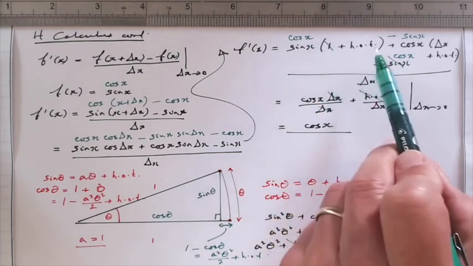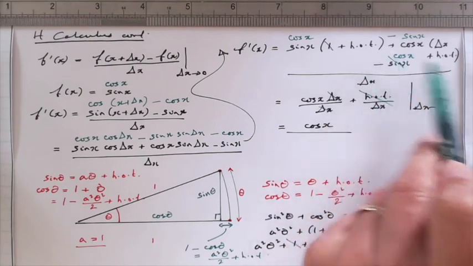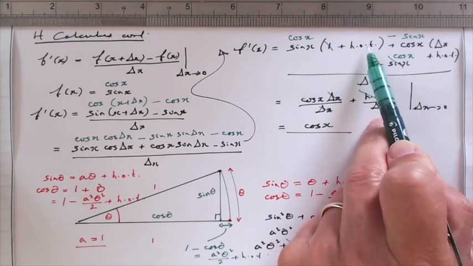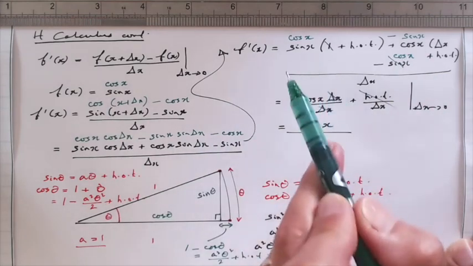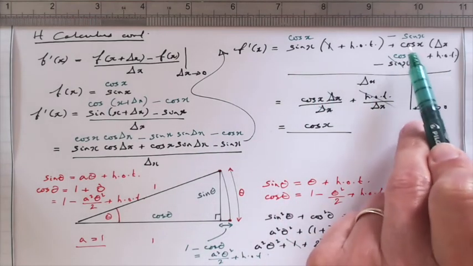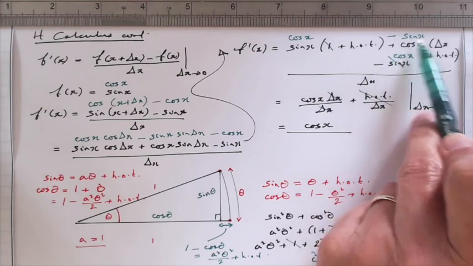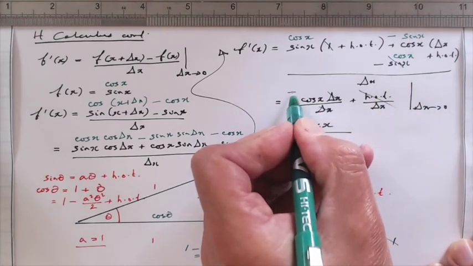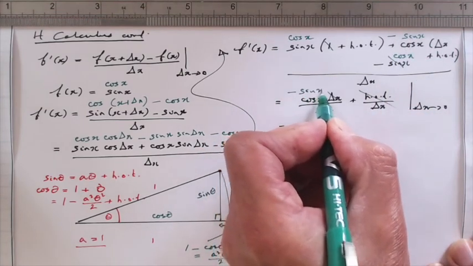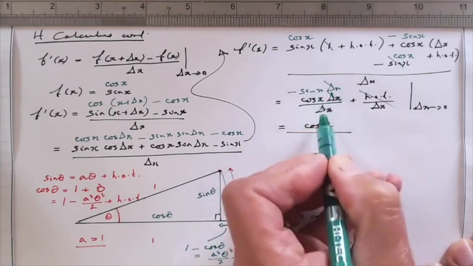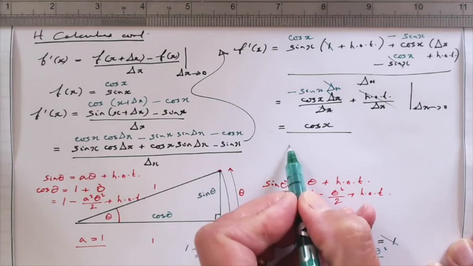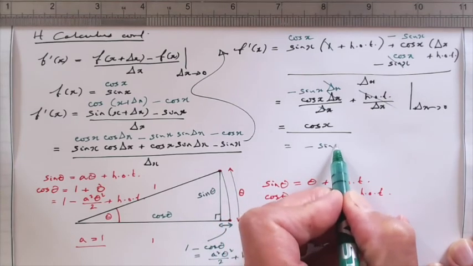So the HOTs don't matter, that's all going to go to 0 as delta x goes to 0. I have cos x times 1, take away cos x, that vanishes. So the only term I'm left with then is negative sine x times delta x. The delta x vanishes and I'm left with negative sine x.